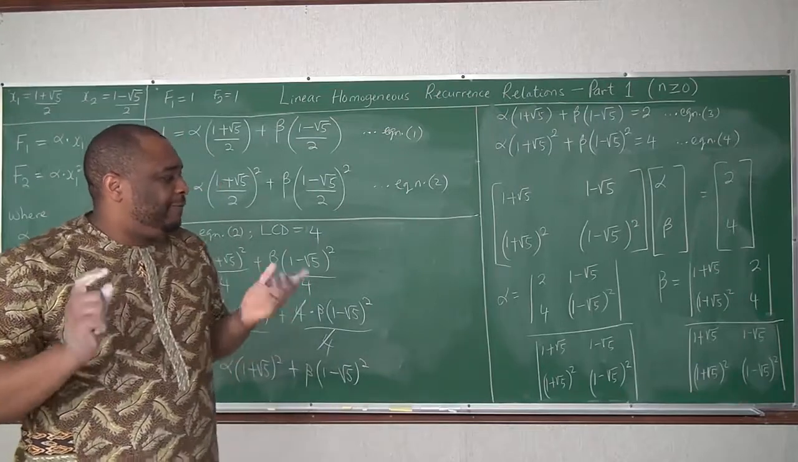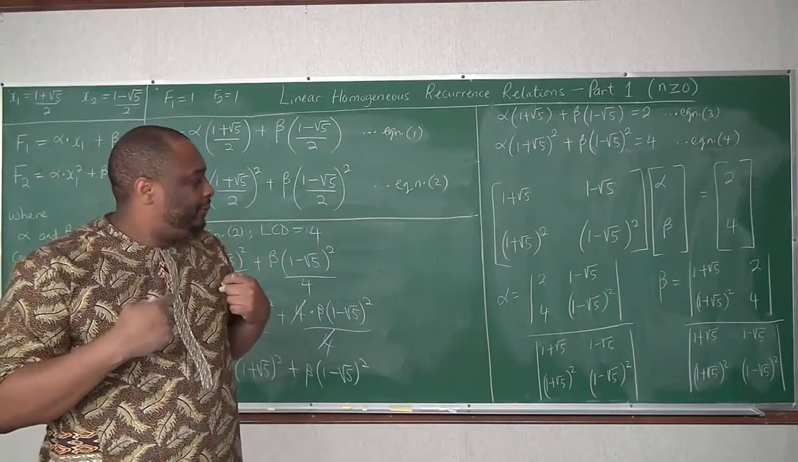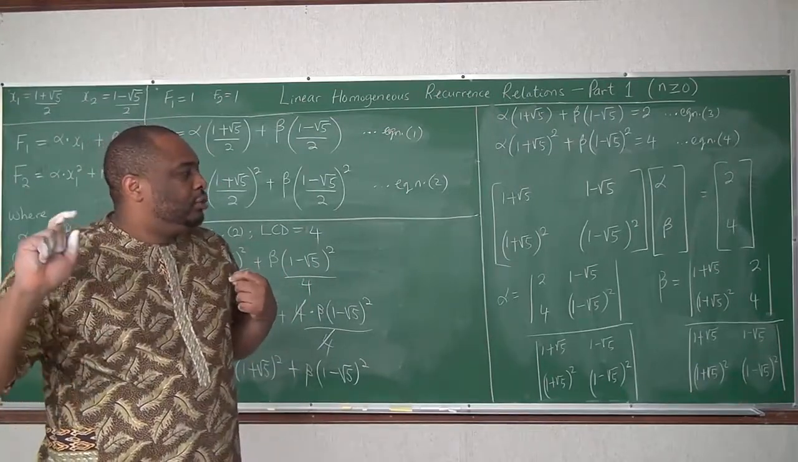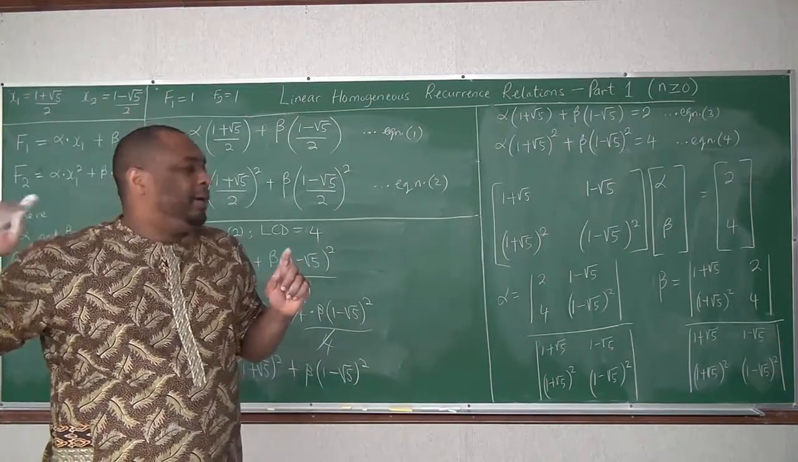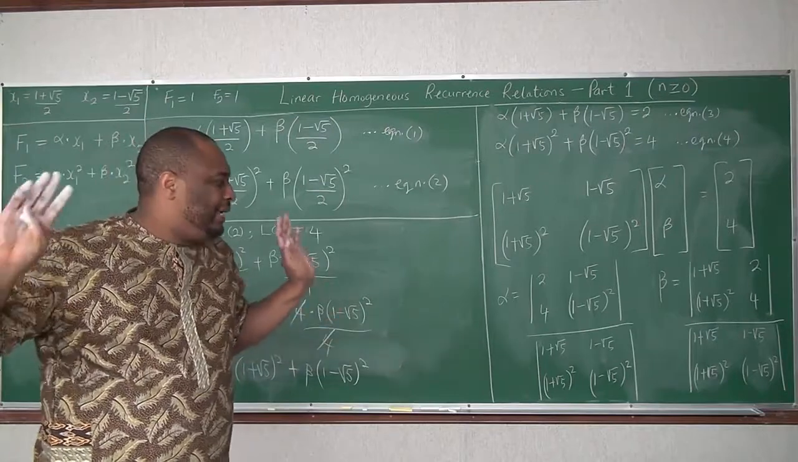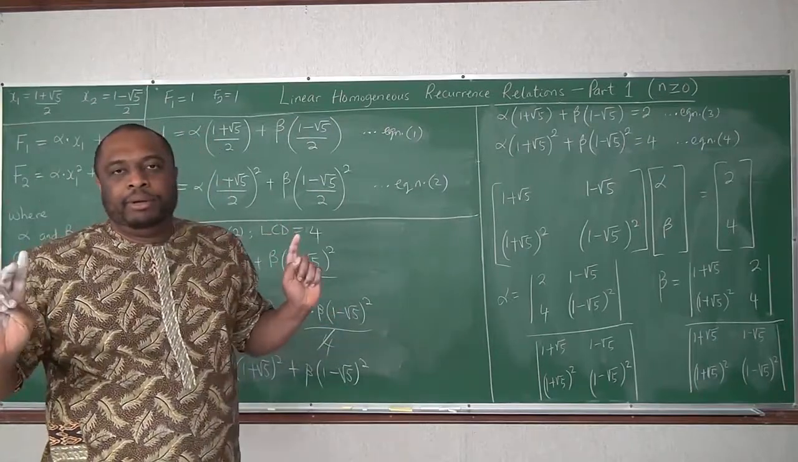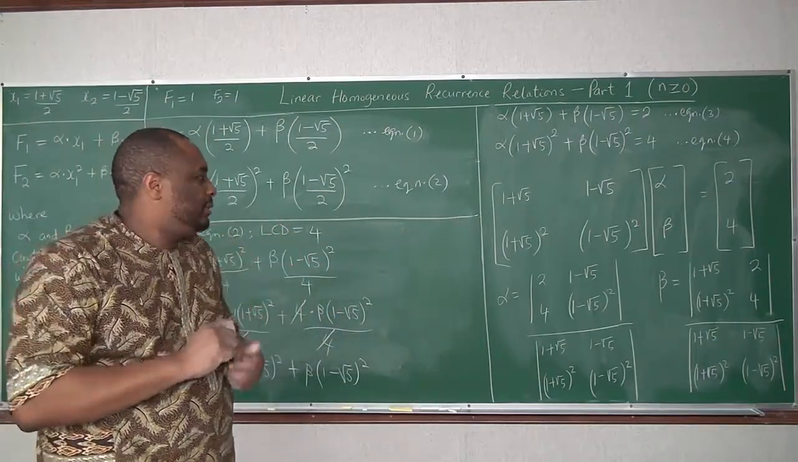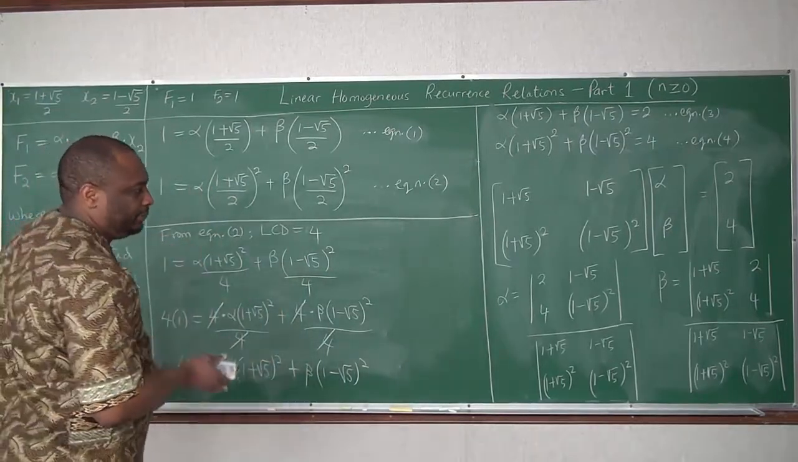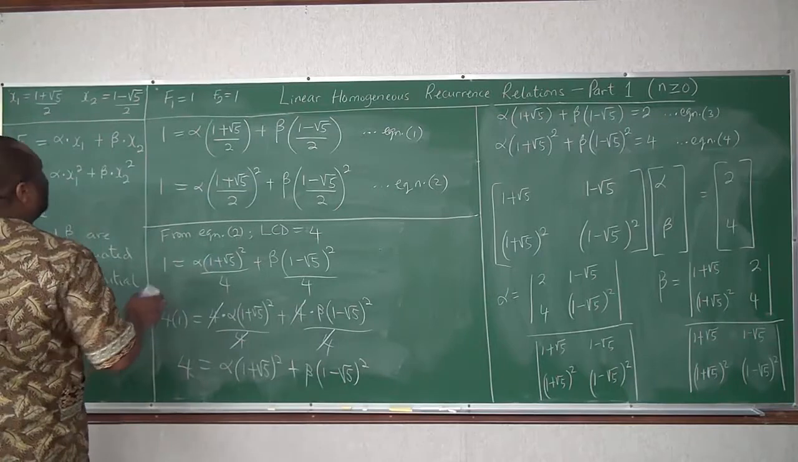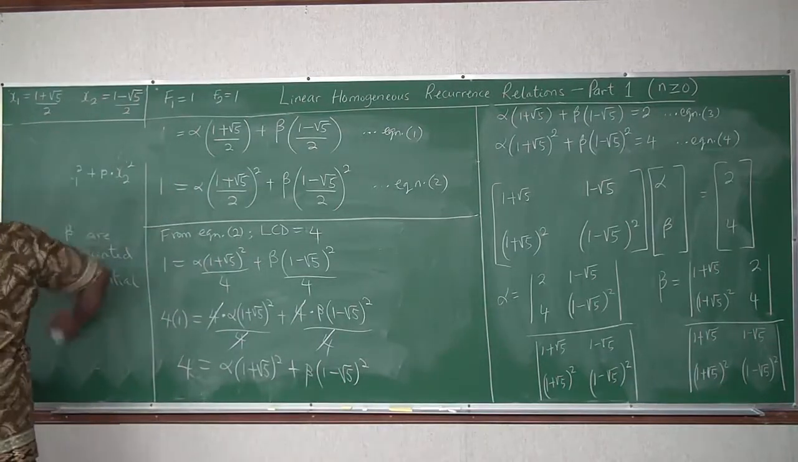So I will prefer first of all to get the denominator because it's the same. So let me get that determinant, the denominator. I prefer to do that first, before I now find the numerators. Okay. So we're still here.